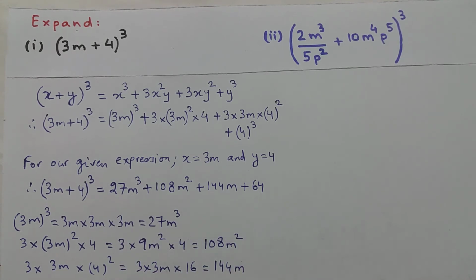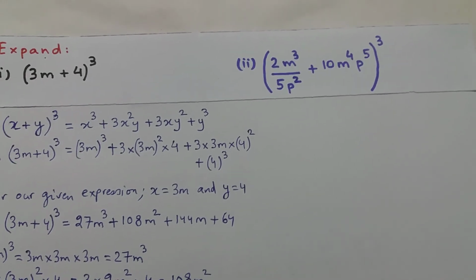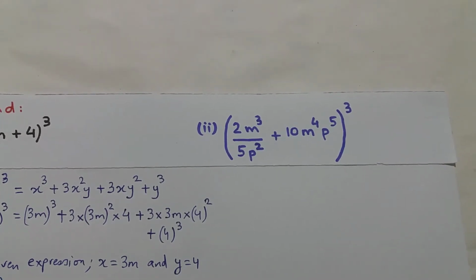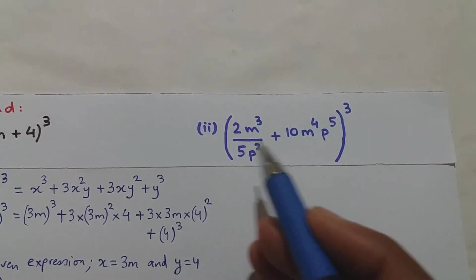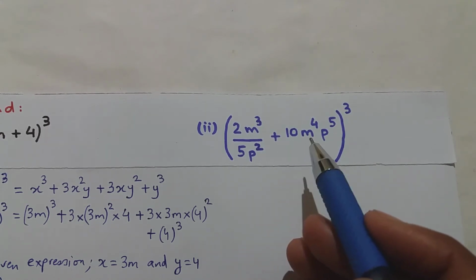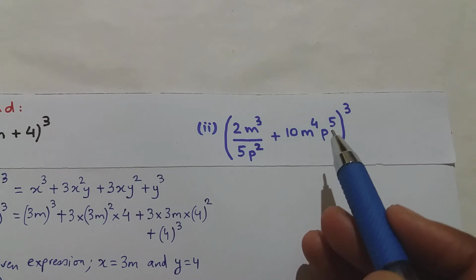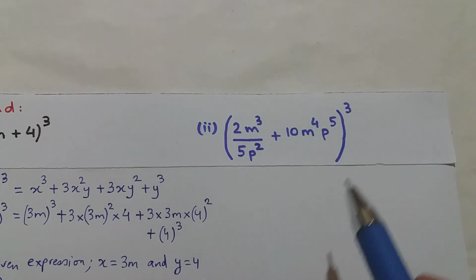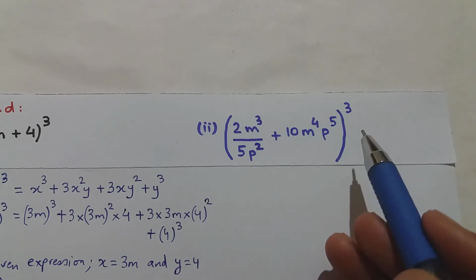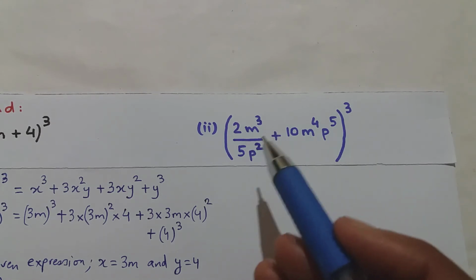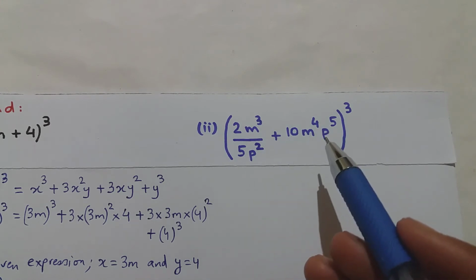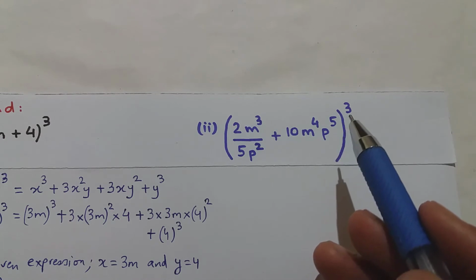Now let us go to question number 2. Question number 2 says expand (2m cube upon 5p square plus 10m to the power 4 p to the power 5) whole cube. So in question number 2 I have to expand the expression (2m cube upon 5p square plus 10m to the power 4 p to the power 5) whole cube.